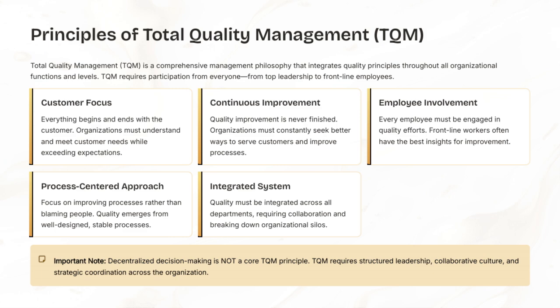Related to that is the process-centered approach. Here, every employee has a role to play. Frontline workers, in particular, often have the best insights into what can be improved because they're directly involved in the day-to-day work. Employee involvement is key. Quality improvement isn't a one-time effort, it's ongoing. Organizations need to constantly look for better ways to serve their customers and enhance their processes. And of course, everything begins and ends with the customer. Understanding and meeting customer needs while exceeding their expectations is at the heart of TQM.